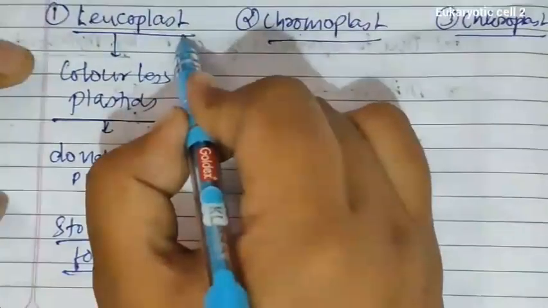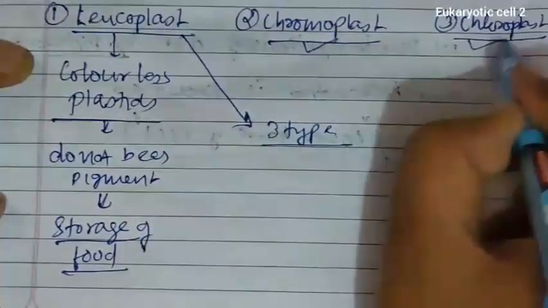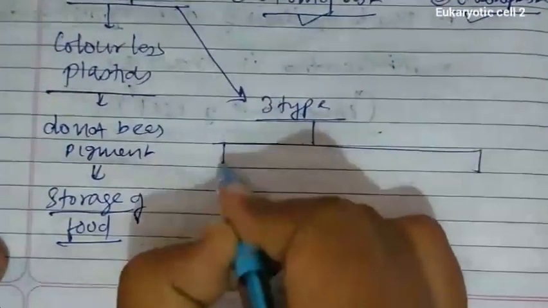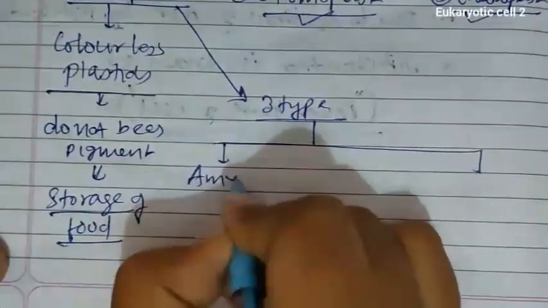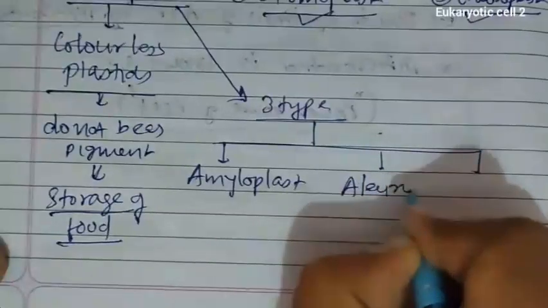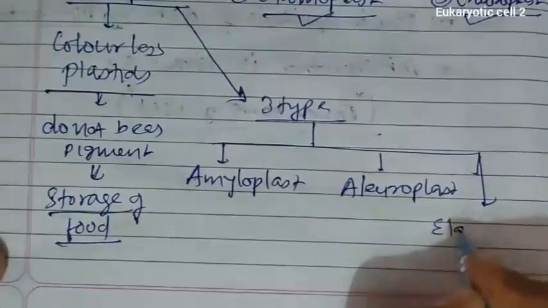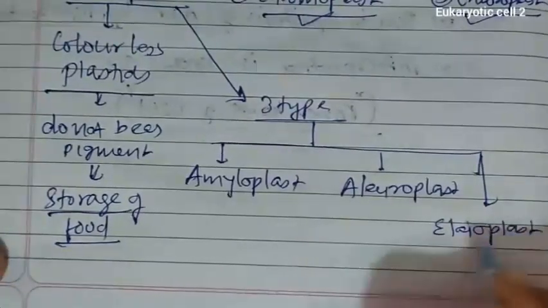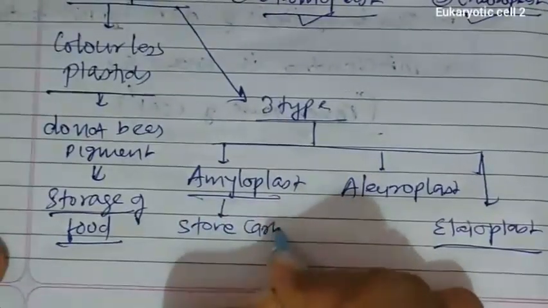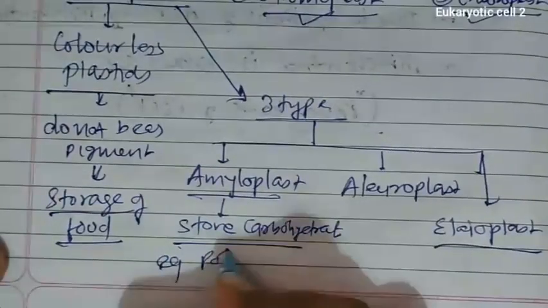Now these leucoplasts are of three types. This chromoplast and chloroplast we will deal with after this. These leucoplasts are of three types, that is amyloplast, aleuroplast, and elaioplast. They are known as amyloplast because they store carbohydrate, example potato and wheat.